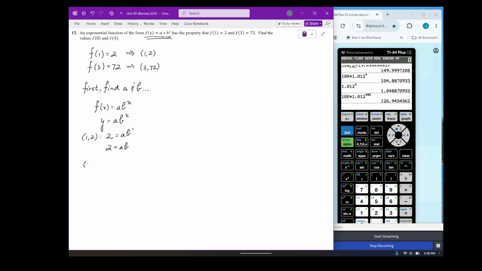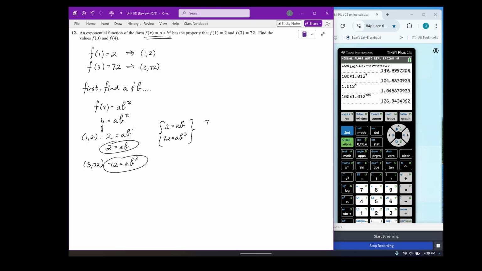And when I plug in (3, 72), let's see, what do we get there? So 72 is y equals ab to the x. So 72 equals ab cubed. So now what I've got is two equations with two unknowns. So really, I have a system of exponential equations. And while I can't add them together to get rid of any letters, I could divide them.